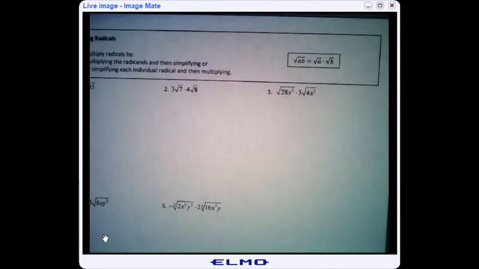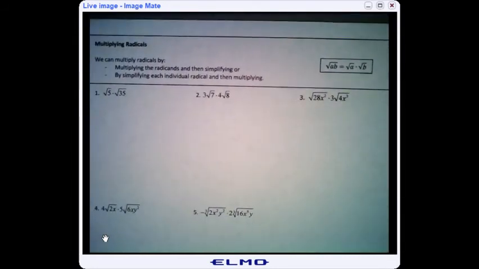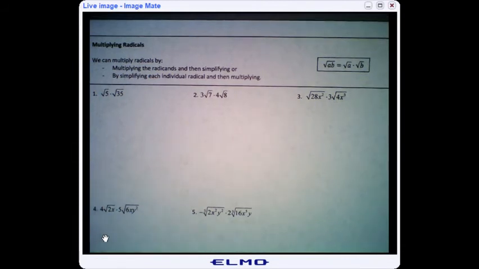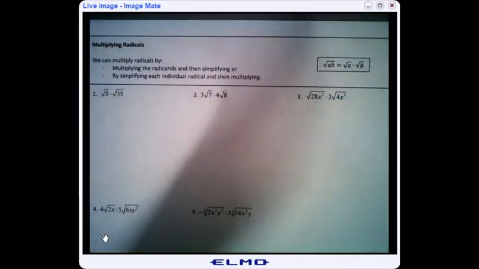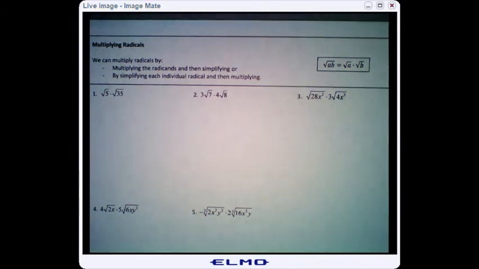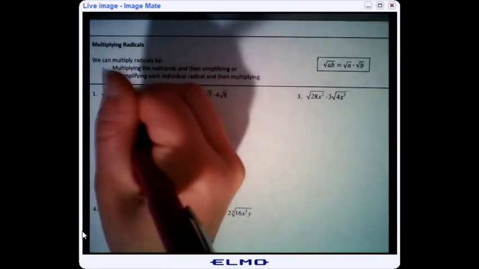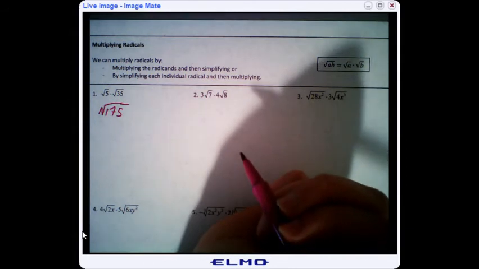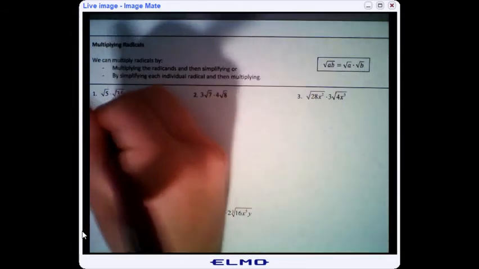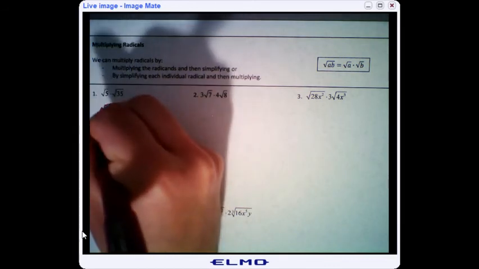The next thing we're going to talk about is multiplying radicals. When we multiply radicals, you multiply the radicands and then simplify. You could also simplify first and then multiply. You multiply inside by inside and outside by outside. So for number 1, we've got the square root of 5 times the square root of 35. That's going to become the square root of 175. When you do your perfect squares, you're going to find that it's the square root of 25 and square root of 7, which gives you 5 square roots of 7.